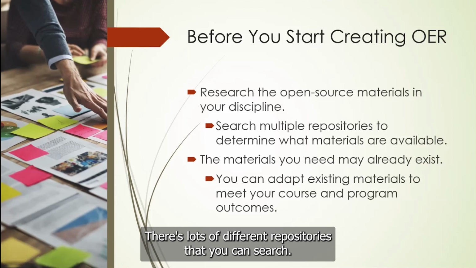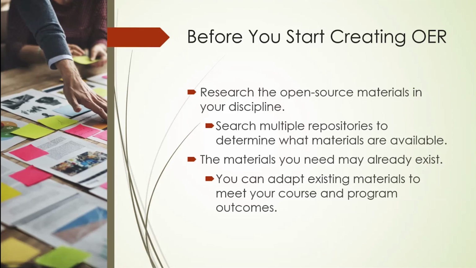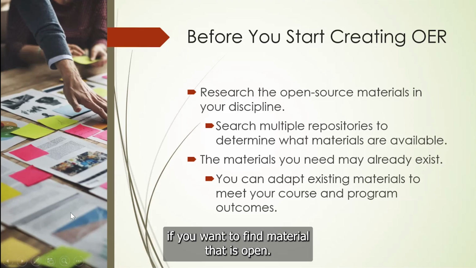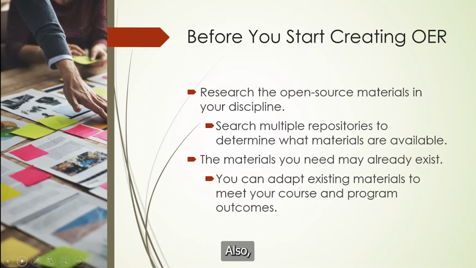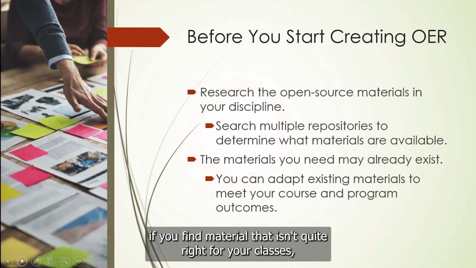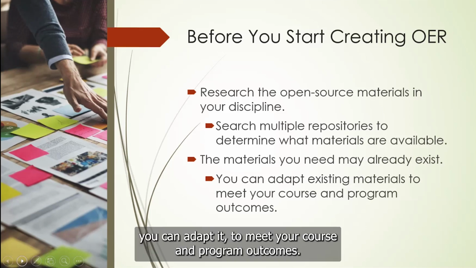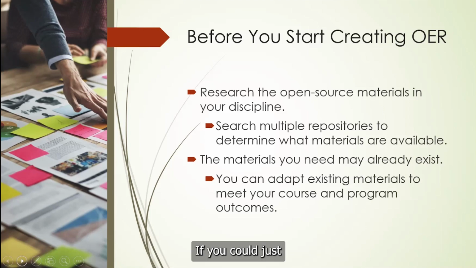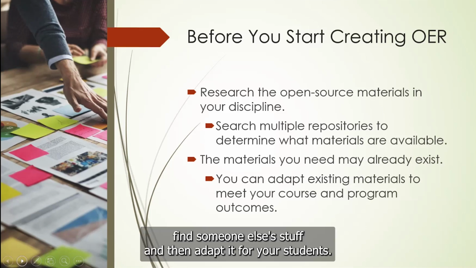There's lots of different repositories that you can search. And you can also ask a librarian for help if you want to find material that is open. Also, if you find material that isn't quite right for your classes, you can adapt it to meet your course and program outcomes. That would also cut the time of developing OER curriculum if you could just find someone else's stuff and then adapt it for your students.